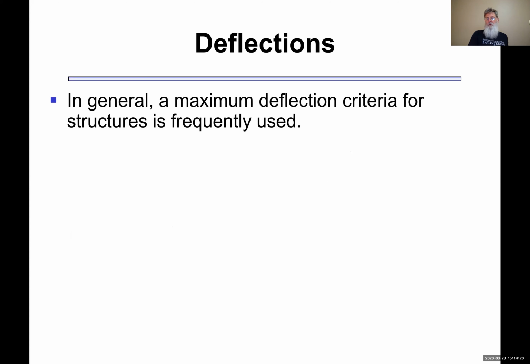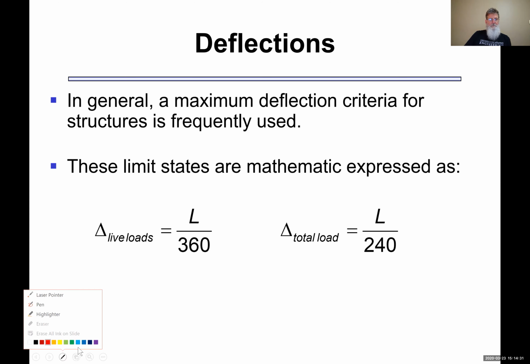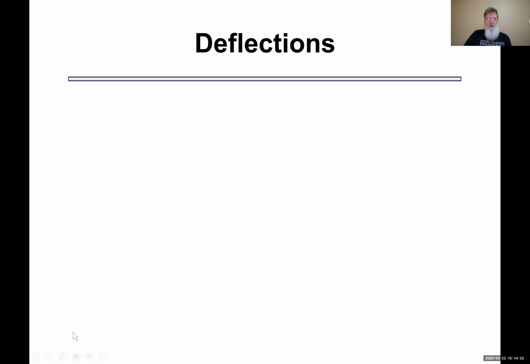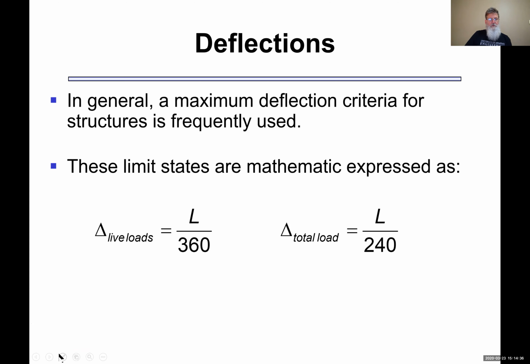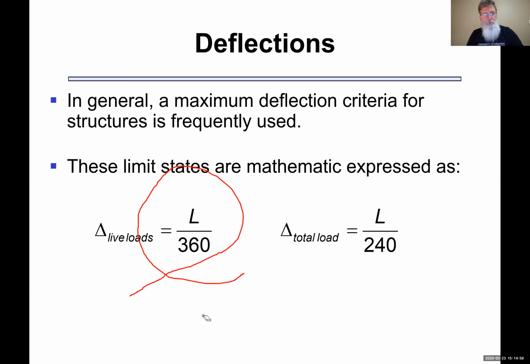So a maximum displacement criteria that's usually used in structures is stated mathematically for either the live loads or the dead loads. And you can see they're a function of the length of the beam over some limit, for live loads and for dead loads. And the interesting thing here is that these limits are fairly small.